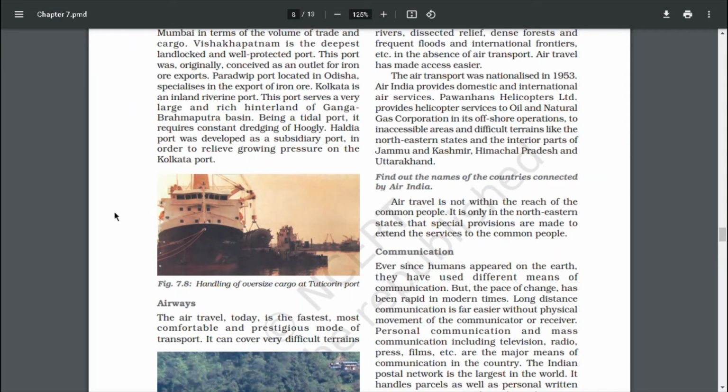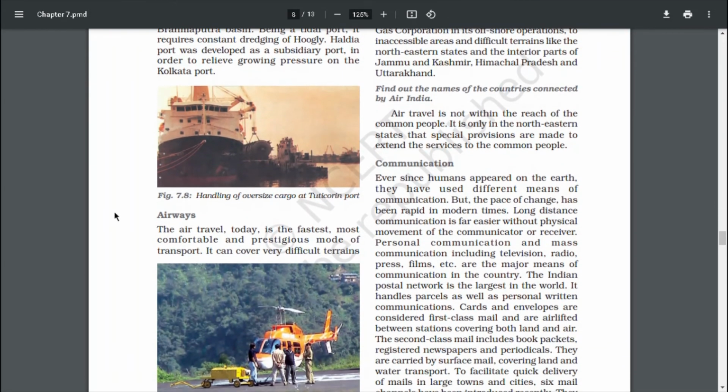Air transport was nationalized in 1953. Air India provides domestic and international air services. Pawan Hans Helicopters Limited provides helicopter services to Oil and Natural Gas Corporation in its offshore operations, to inaccessible areas and difficult terrains like the northeastern states and the interior parts of Jammu and Kashmir, Himachal Pradesh and Uttarakhand.